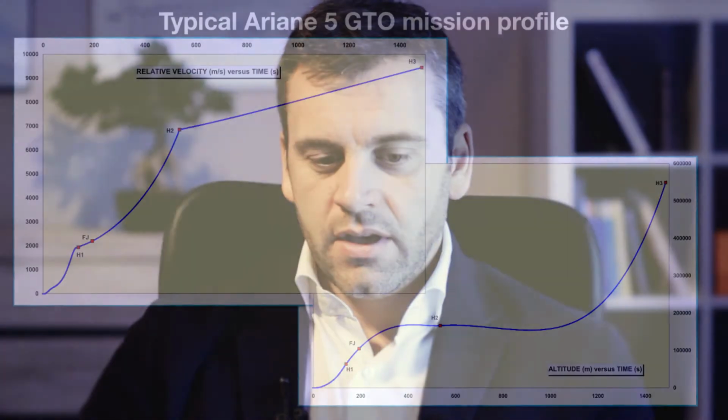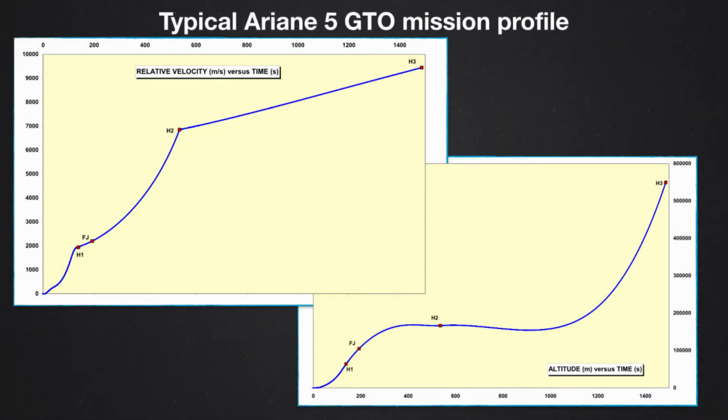And obviously, the velocity is increasing all the time, okay? And at the end of the launcher trajectory, you reach 9,200 meters per second velocity, which is the velocity required in GTO transfer orbit.